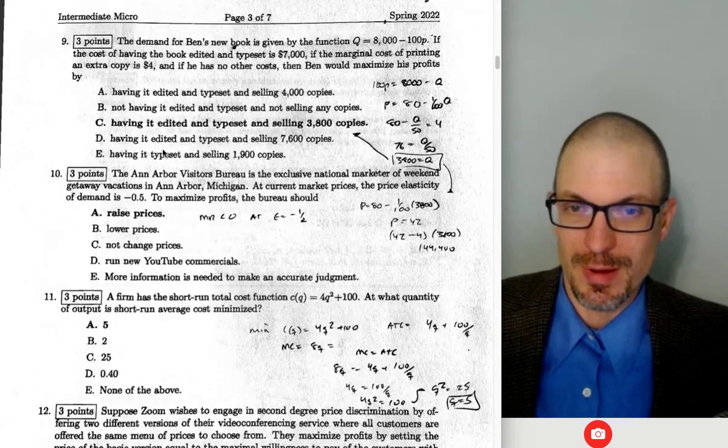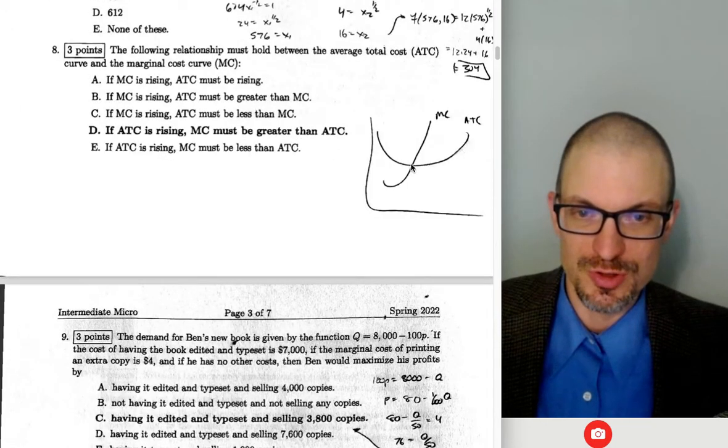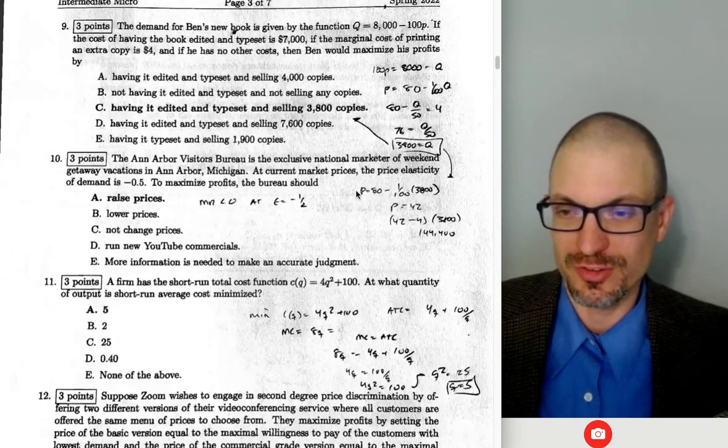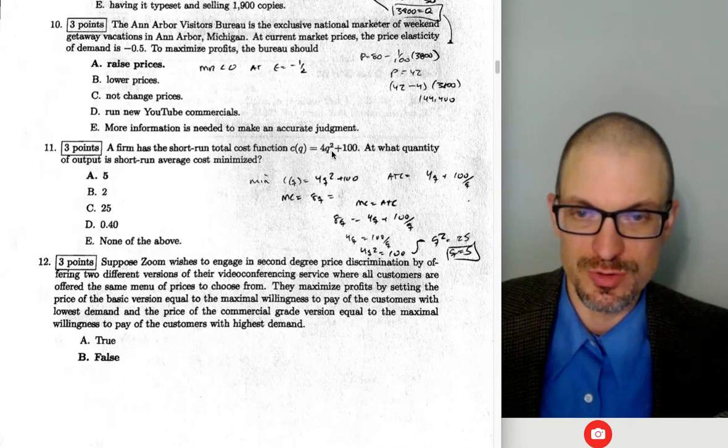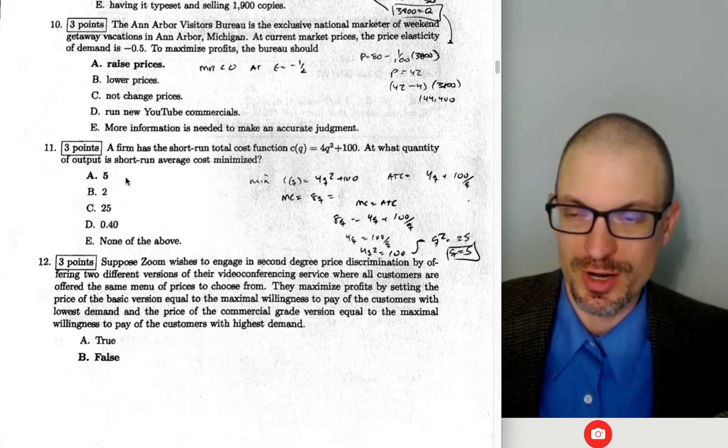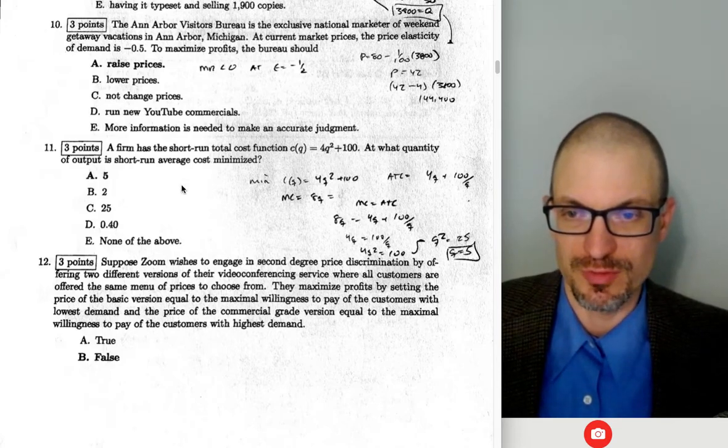All right, so remember I said, this point is going to be useful in the future. Think about marginal cost crossing average total cost. That's going to help us with this one. A firm has short-run total cost function 4Q squared plus 100. At what quantity of output is short-run average cost minimized?